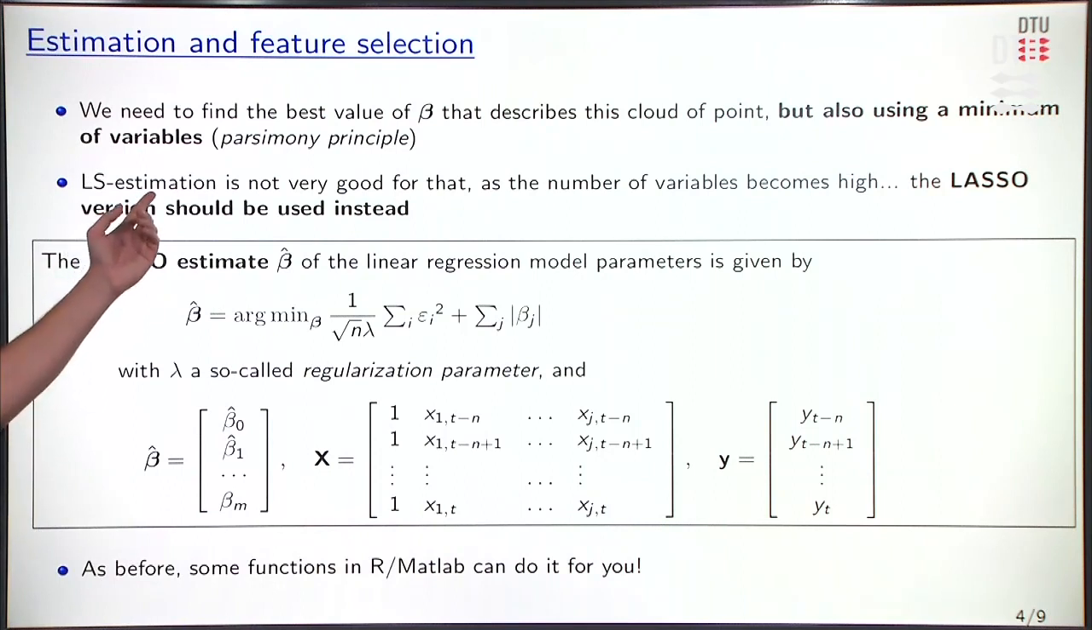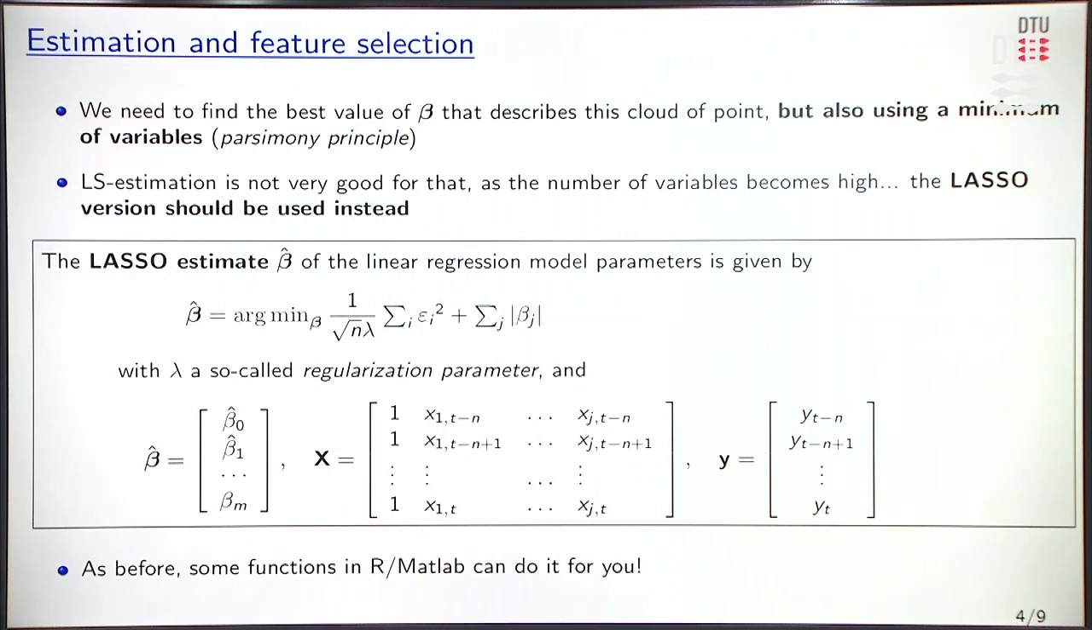Least square estimation is not made for that. Least square estimation is just made to minimize the noise, the residuals that you have in your model, so eventually the forecasting error in a quadratic sense. If you were to use least square estimation to fit your model with a large number of variables, you would get values of coefficient for all those variables, most likely, and then you would have a super high dimensional model. But there is something else that can be used.